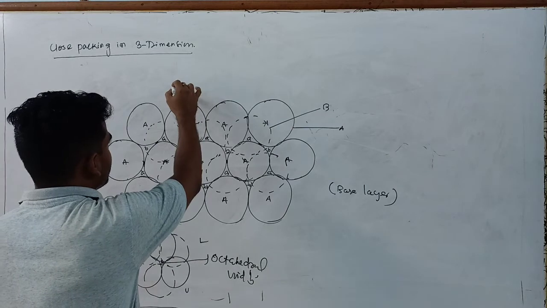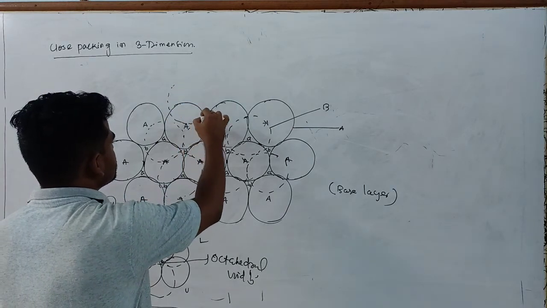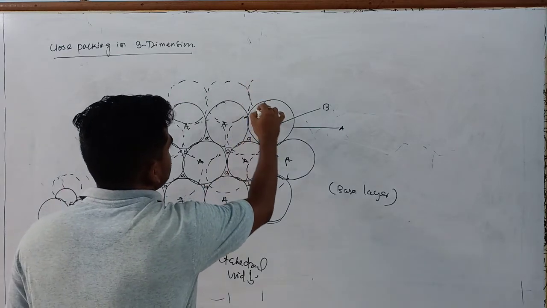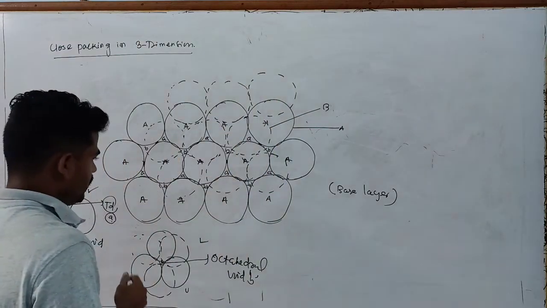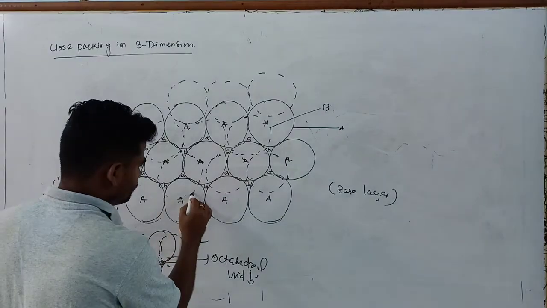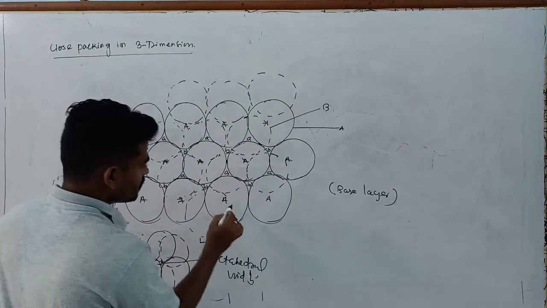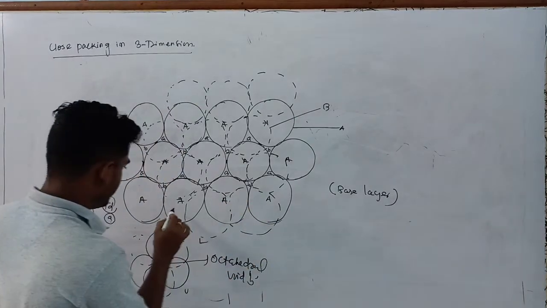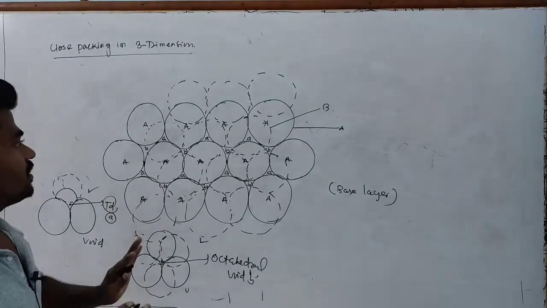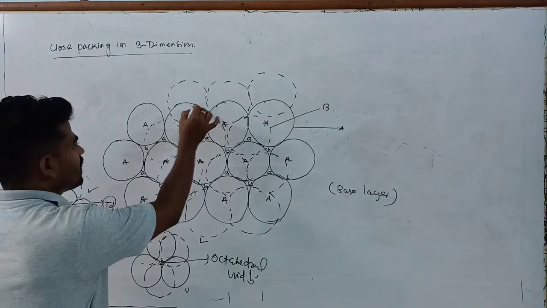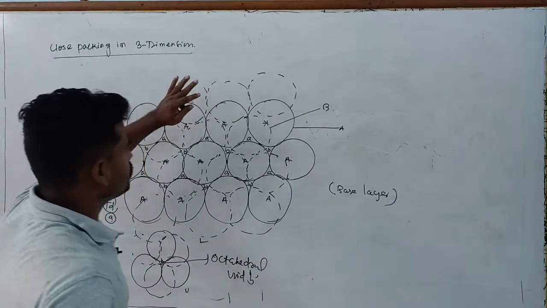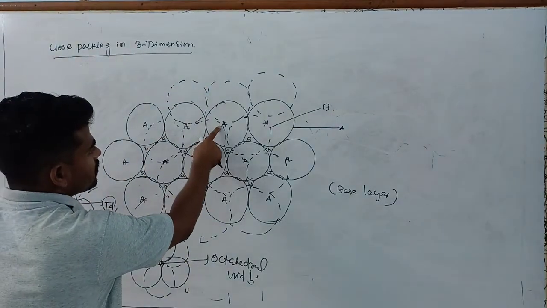Again, the third layer, if you continue this second layer like this, like this, like this. Sorry students, here the second layer I am placing like this. If you place the third layer, that will be exactly vertically aligned to that of the base layer. You just see, right now you just focus on the dotted layers here.